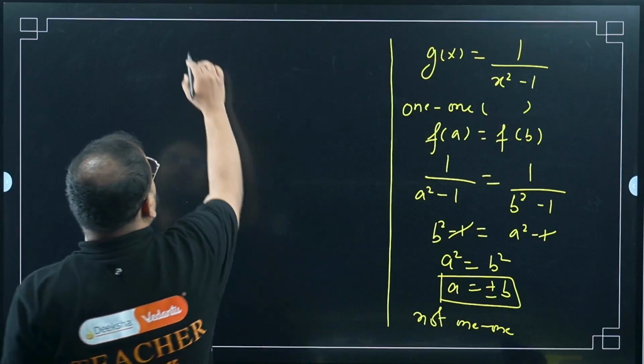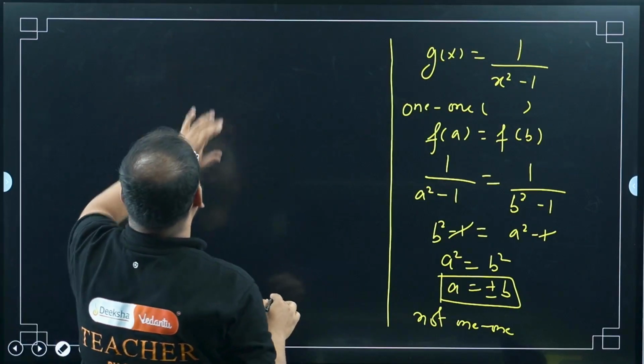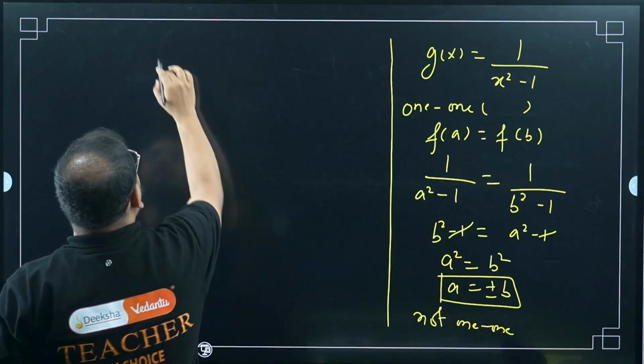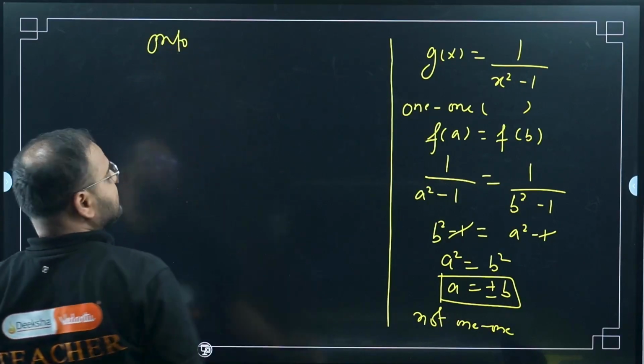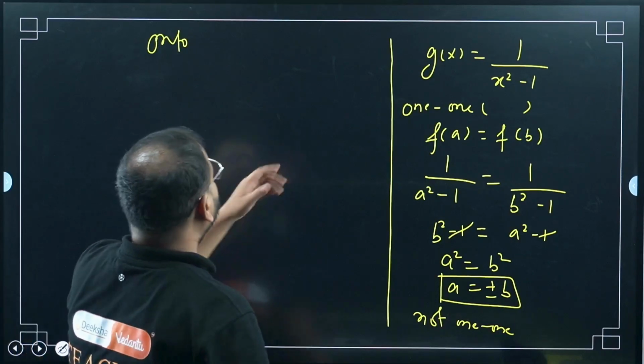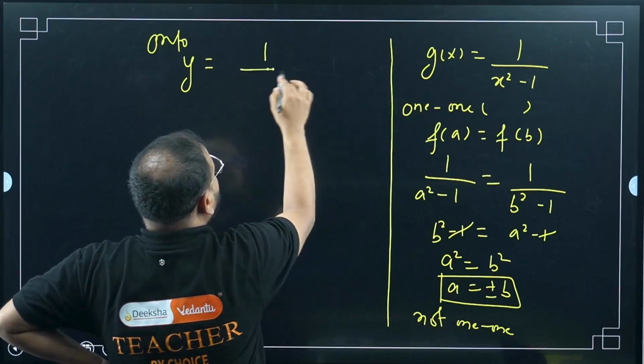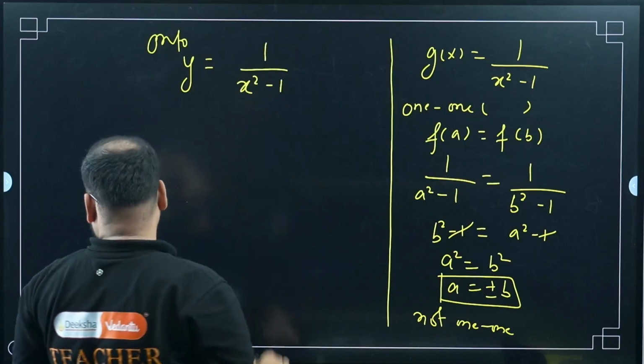Let's check for onto. If I check for onto, how will this look like? I can assume this function to be y equals 1 upon x square minus 1. Now let's check the domain and range.